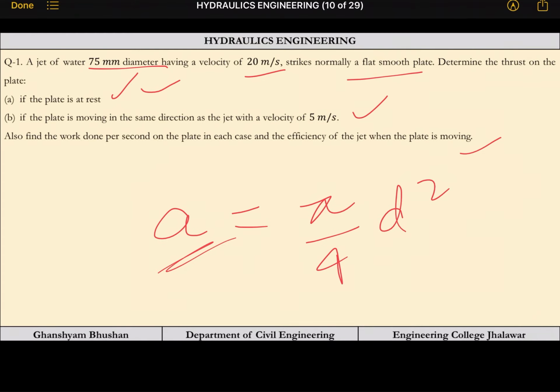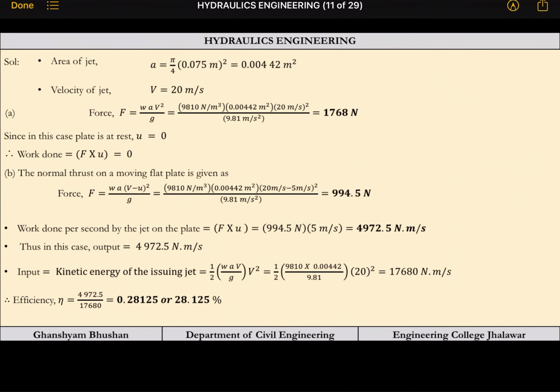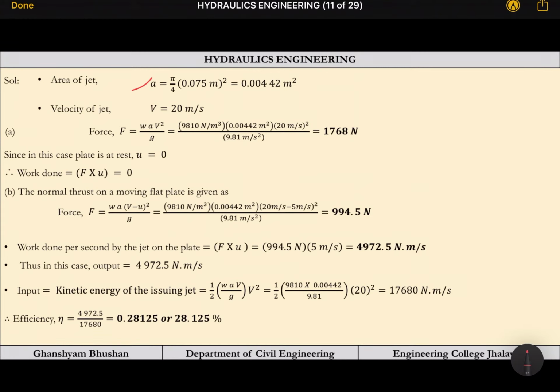Let us see how we are going to solve it. Area of the jet is very simple, pi by 4 d square. Take all the quantities into SI units, meters. So 75 mm will be 0.075 meter, and the area comes out to be 0.00442 meter square. Velocity is given as 20 meter per second. Force is WAV square by g. Put all the values and you will get 1768 Newton. Since in this case the plate is at rest, u will be 0, so work done will be 0.